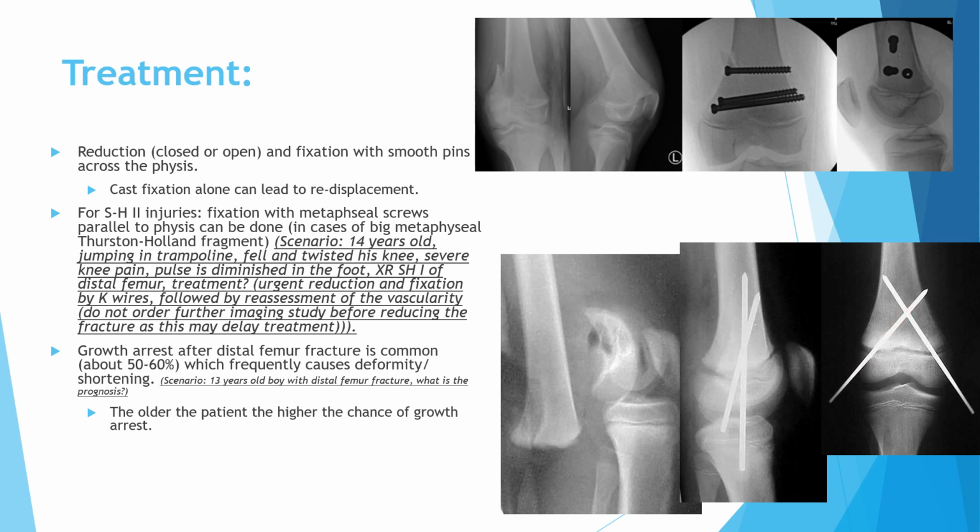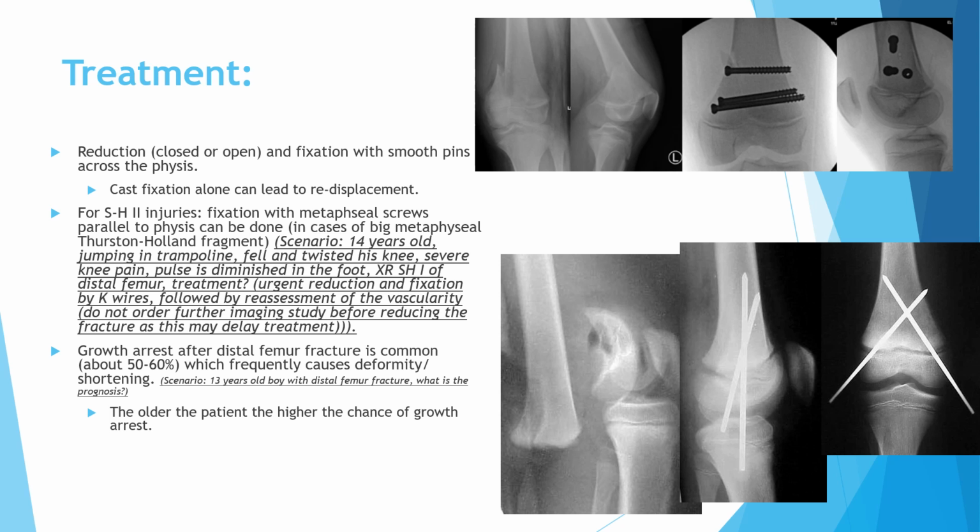You may get a scenario in your exam talking about diminished pulses, so the treatment will be urgent reduction and fixation. Try to stay away from invasive studies like invasive angiogram, as this may delay the treatment. The treatment should be urgent reduction and fixation, and then reassessment of the pulse. As we said, growth disturbance after Salter-Harris injury of the distal femur is common, about 50%. It may result in limb length discrepancy, or it may result in deformity.